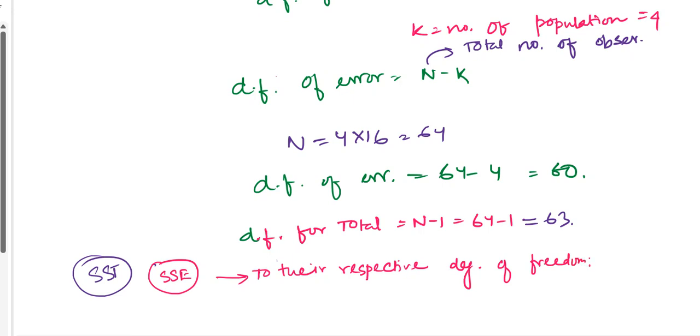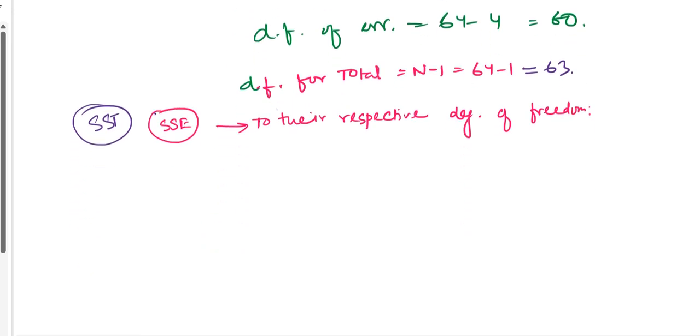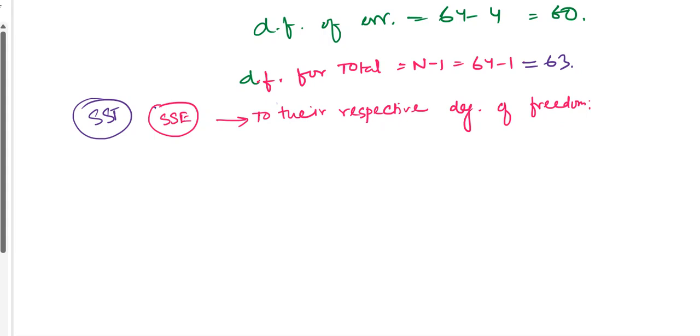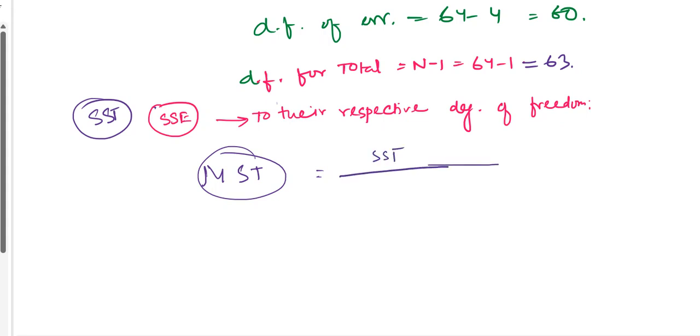Okay, that means we can calculate the mean sum of square for treatment, that is called MST. MST means what? SST divided by degrees of freedom for treatments.